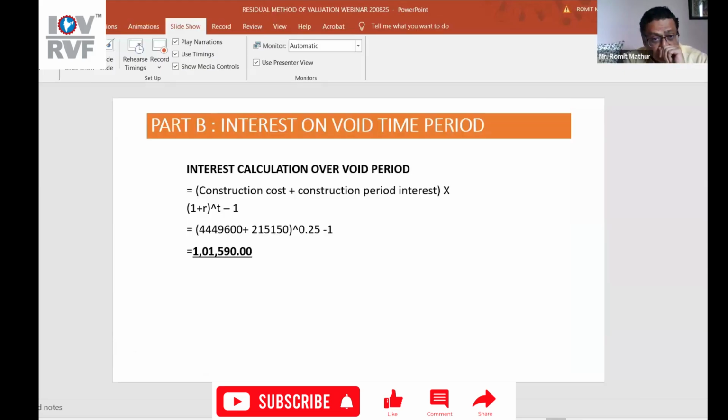Now, what is the interest calculated over void period? Construction cost plus construction period interest into (1 + R)^T minus 1. So what is this interest? 1,01,590.